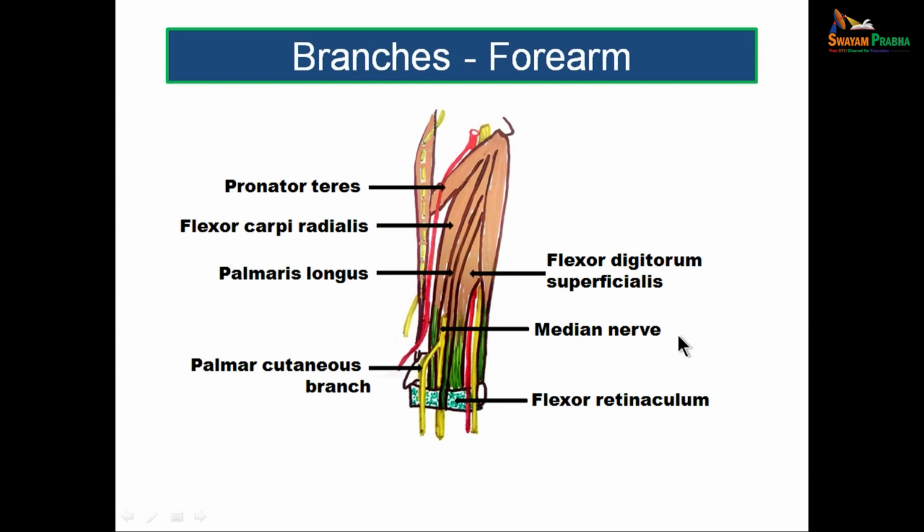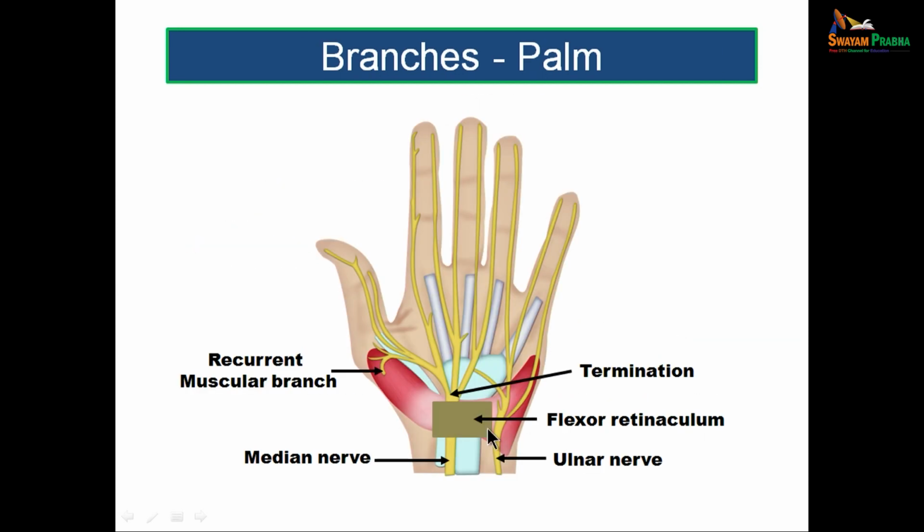Now, we have seen the median nerve entering the palm deep to the flexor retinaculum, and once it enters, it is going to terminate by dividing into 2 branches, that will be the medial and the lateral branch. You find the lateral branch can give a recurrent branch which is seen here, and this recurrent branch is a muscular branch. It can arise directly from the median nerve before its termination, or it can be a branch of the lateral terminal division.